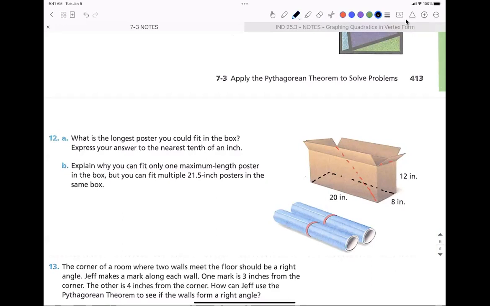Everybody should have their calculator going, their pencil going. I'll come around and check your work as soon as I check one thing in my calculator.